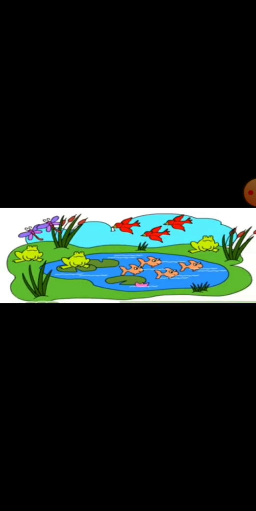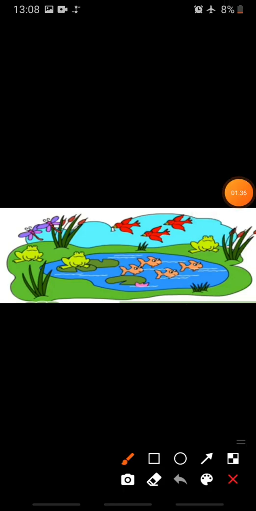See the picture, it is a pond. In this pond, so many different creatures are there. Using this picture, we can create one data. See here, frogs are there, right? How many frogs are there? Count it. 1, 2, 3. So 3 frogs are there, right?